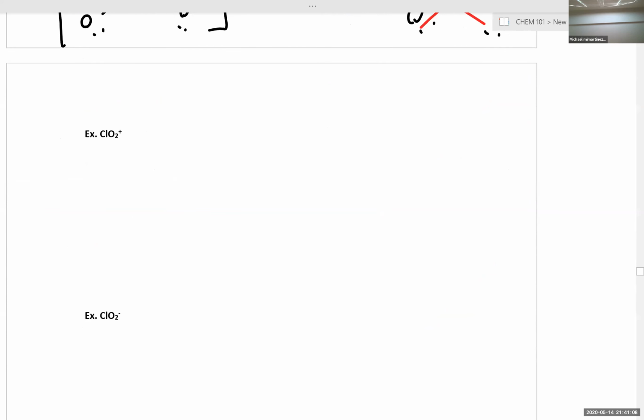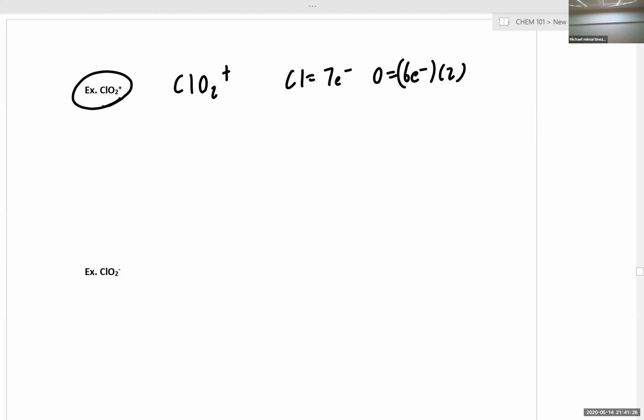Okay, let's look at a few more examples. So let's look at the following cation. So ClO2 plus. So chlorine contributes 7 electrons. Oxygen contributes 6 electrons, and we have 2 of them. We have 7 plus 12 minus 1. That in turn gives us 18.